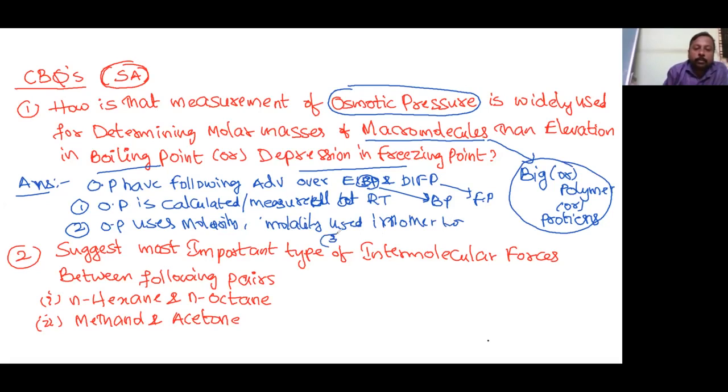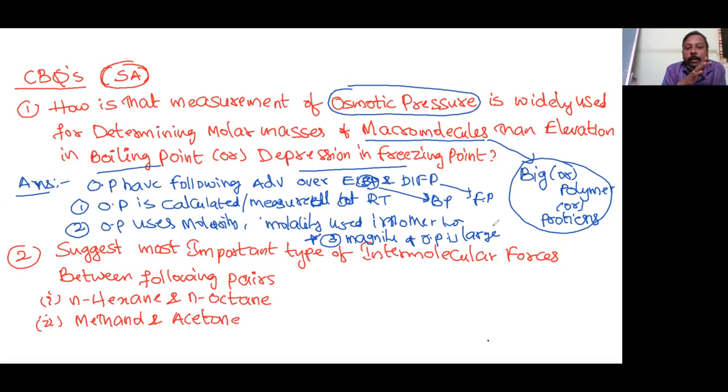And third and most important, the magnitude of osmotic pressure is large enough, so it is easy to calculate. But the increase in boiling point and decrease in freezing point are very minute, so small mistakes can also lead to a wrong answer.